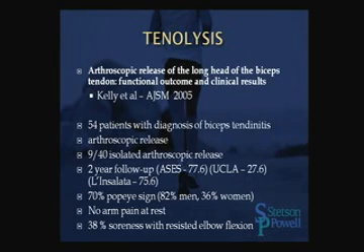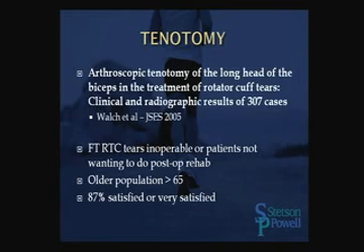Here, Kelly's study in 2005 had isolated arthroscopic release. 70% of people had Popeye sign. That's 82% of men and 36% of women. There was no arm pain at rest, but almost 40% had some soreness with resisted elbow flexion. So that kind of goes against our understanding of what the mechanism of the biceps tendon is.